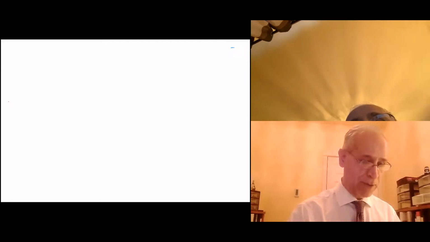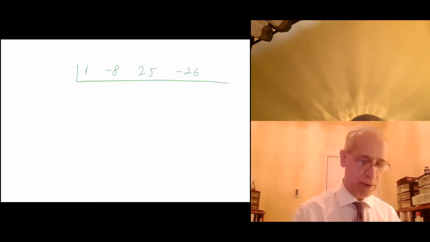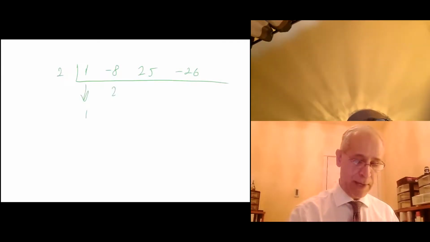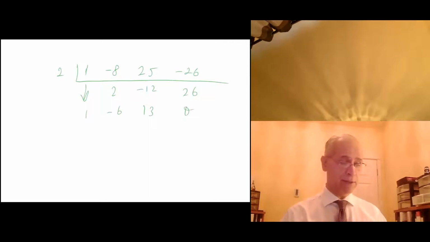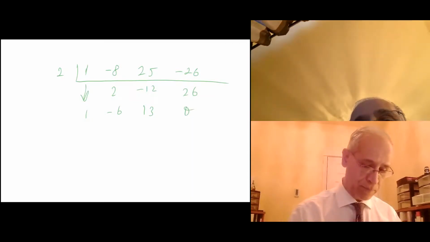So what did we have? We had 1x cubed minus 8x to the second, 25x, and here's my negative 26. Let's try positive 2. Bring the 1 down. 1 times 2 is 2. Add them together: negative 6 times 2, negative 12. Add them together gives me 13 times 2 is 26. Oh, beautiful. So positive 2 is a root. So x equals 2 is a root.